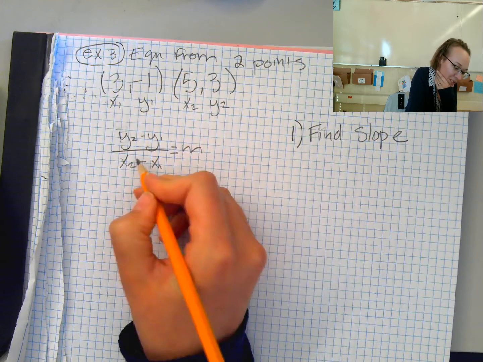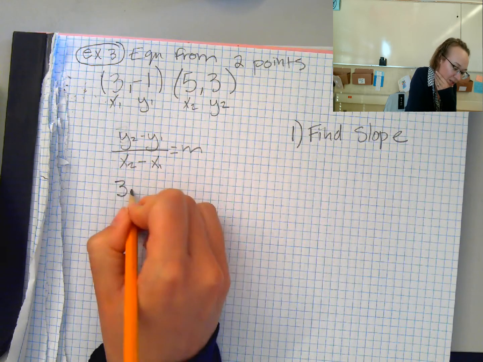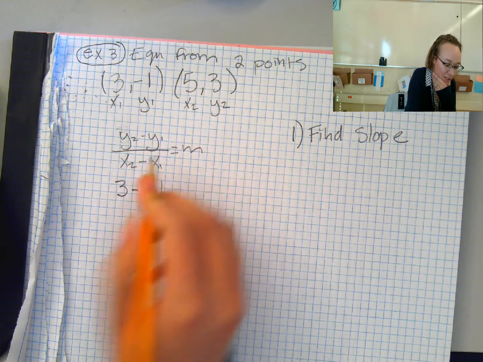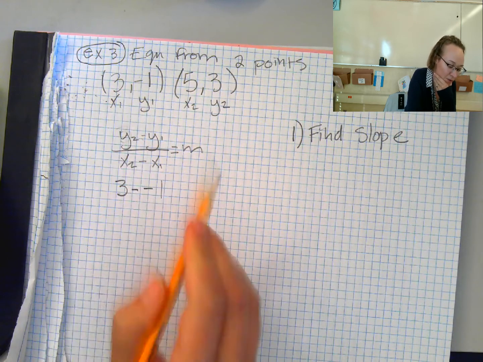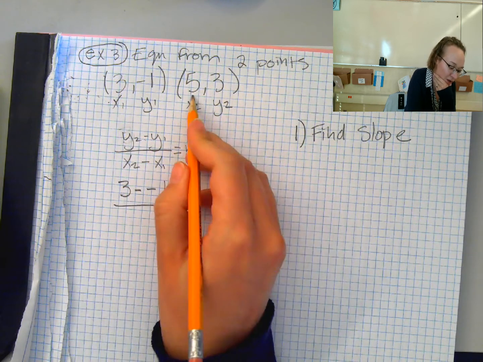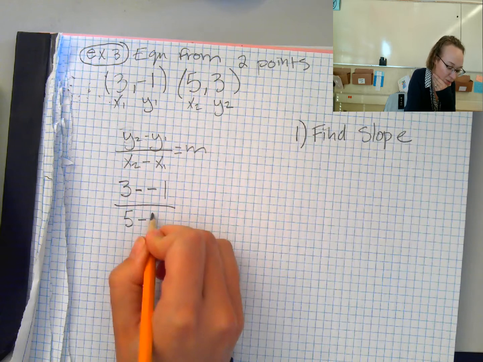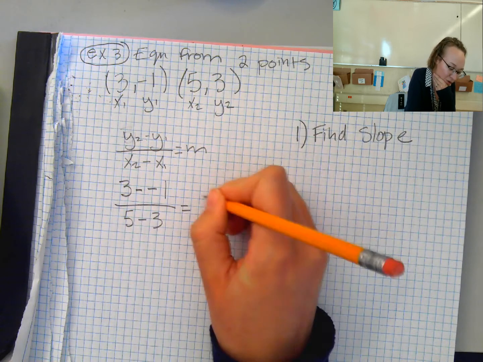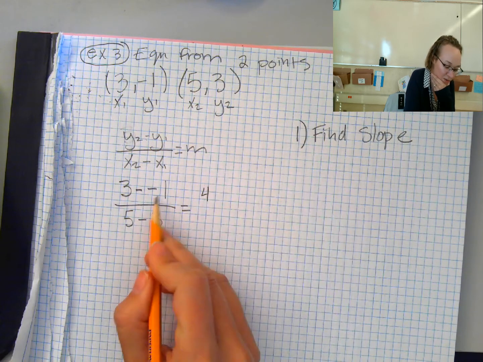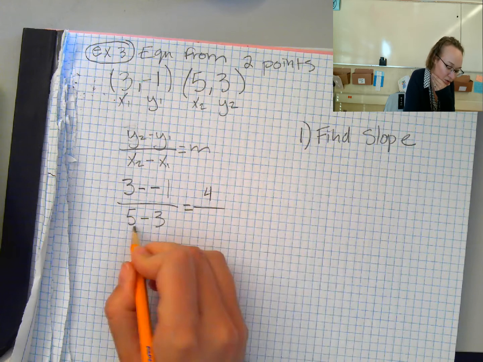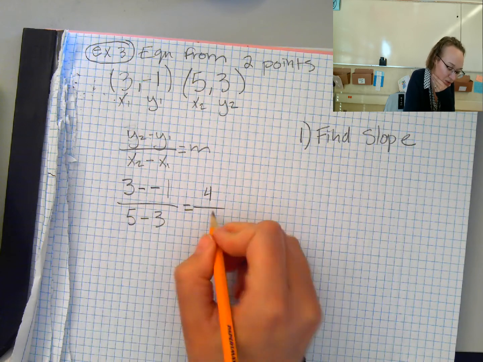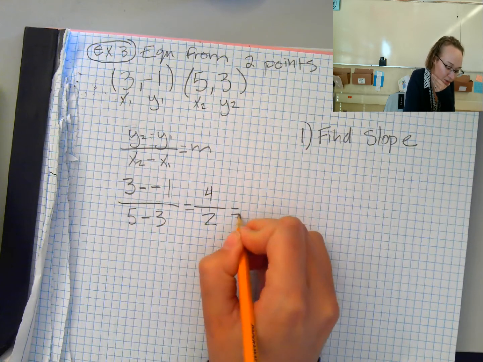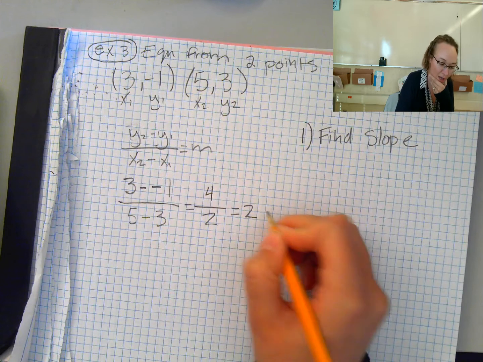So I'm going to plug in. I'm going to do 3 minus -1. It's a minus negative, over 5 minus 3. That gives me 4, because subtracting negatives is like adding, over 5 minus 3 is 2. So that means that 2 is my m value.